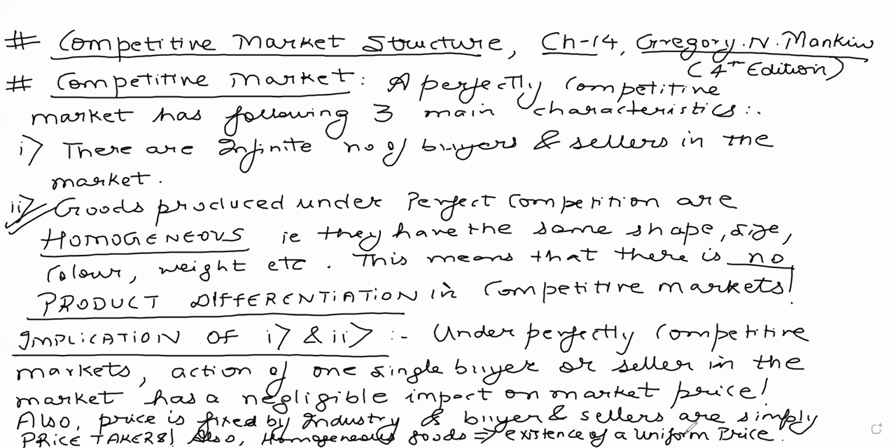That means the first characteristic is telling us that price is fixed by the industry and buyers and sellers in the market are simply price takers. The second characteristic is telling us that since the goods sold under perfect competition are homogeneous, that means they are identical in terms of shape, size, color. That simply means that there is existence of a uniform price under perfect competition.